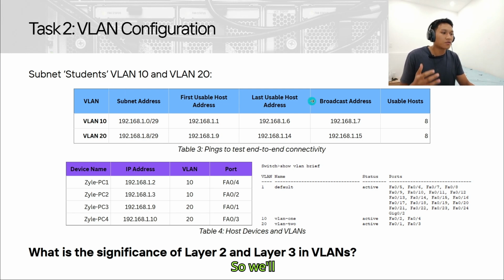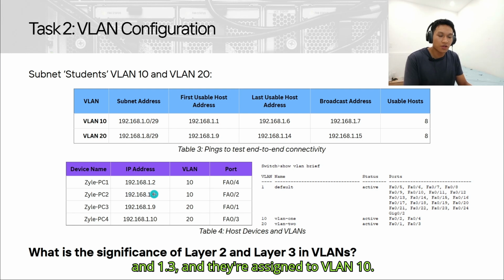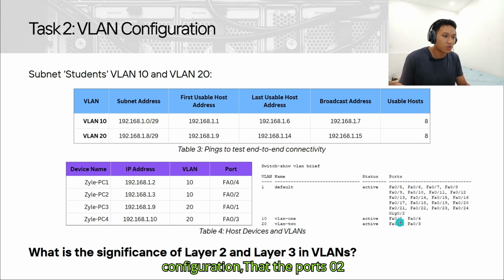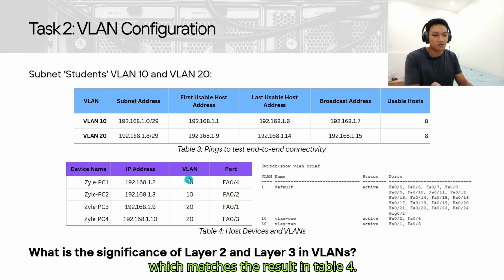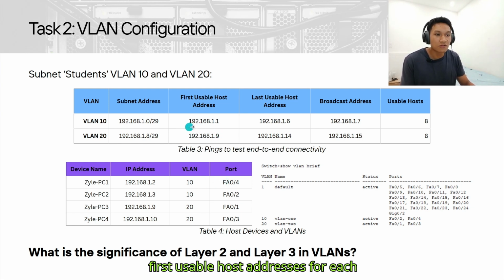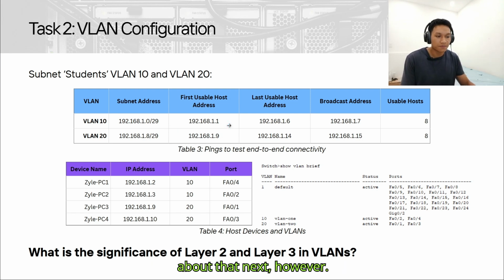We'll also see that our hosts, that is our devices, are configured with IP addresses 1.2 and 1.3, and they're assigned to VLAN 10. And we can see within the switch's configuration that the ports 02 and 04 are assigned to VLAN 10, which matches the result in table 4. One important thing to note is that the first usable host address for each VLAN is going to be used for the sub interface in the router, and we'll talk about that next.